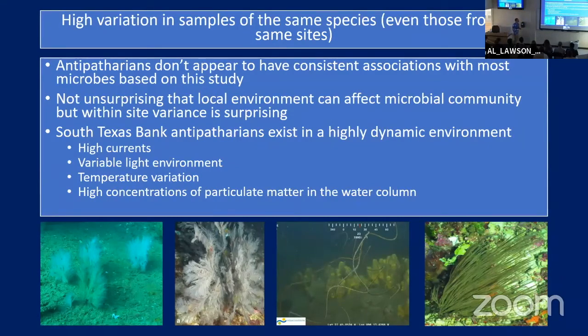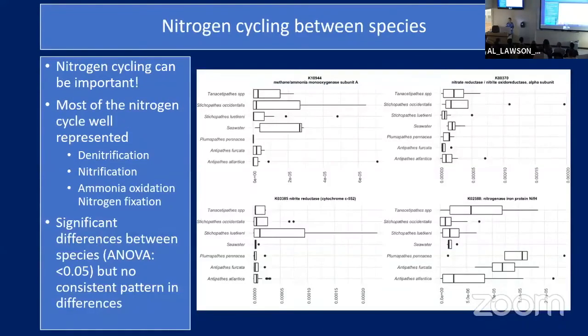One explanation for this is that South Texas Bank Antipatharians exist in a highly dynamic environment. We have high currents, variable light environment due to the nepheloid layer, some temperature variation, and high concentration of particulate matter in the water column. These marine aggregates of detrital matter can settle in corals, and since heterotrophic bacteria love detrital particles, they may also settle in the coral and create these changes in biodiversity patterns we see.